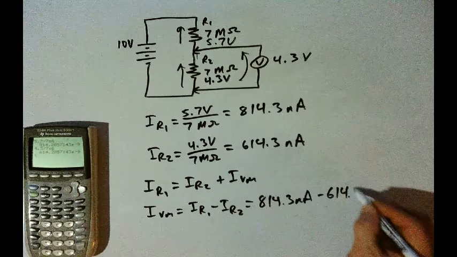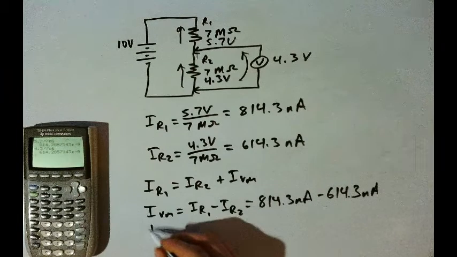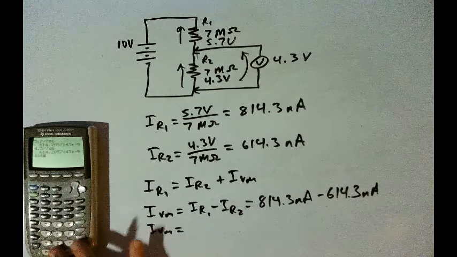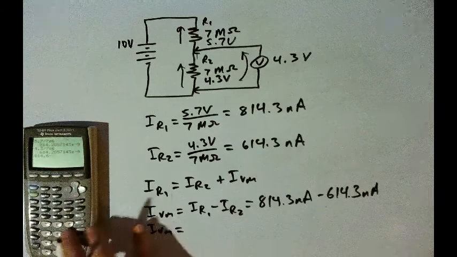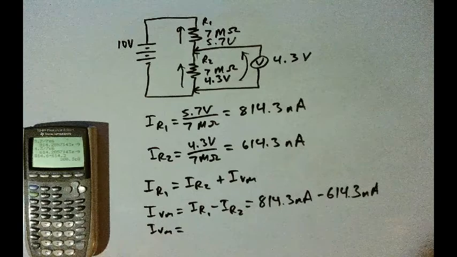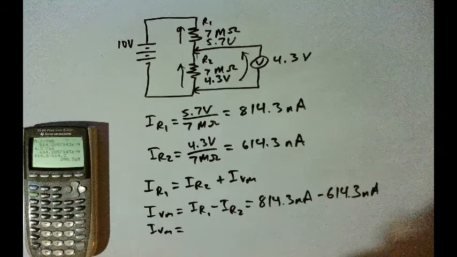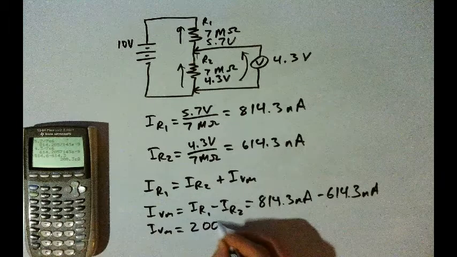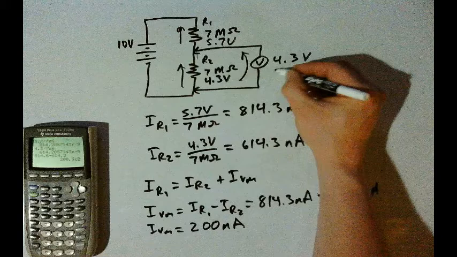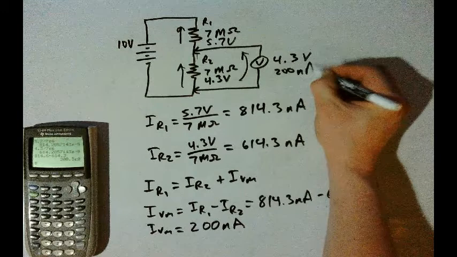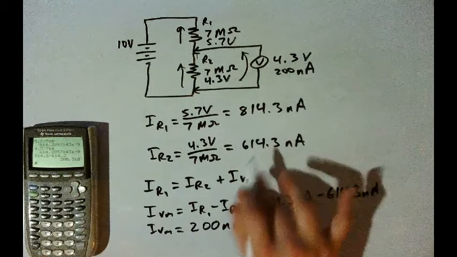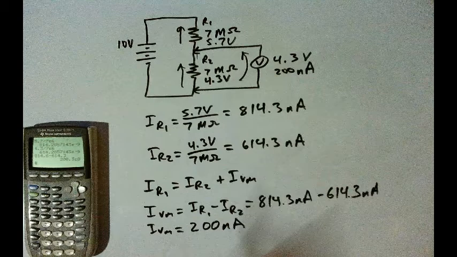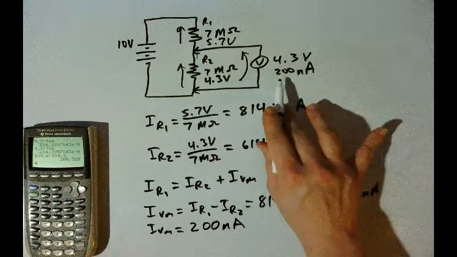Now we can find the resistance of the voltmeter. So the resistance of the meter will be the voltage divided by the current. So we'll have 4.3 volts divided by 200 nanoamps. And the resistance will be 21.5 mega ohms. So in order for us to get a 4.3 volt reading against a 7 mega ohm resistor, the internal resistance of that voltmeter must be 21.5 mega ohms.